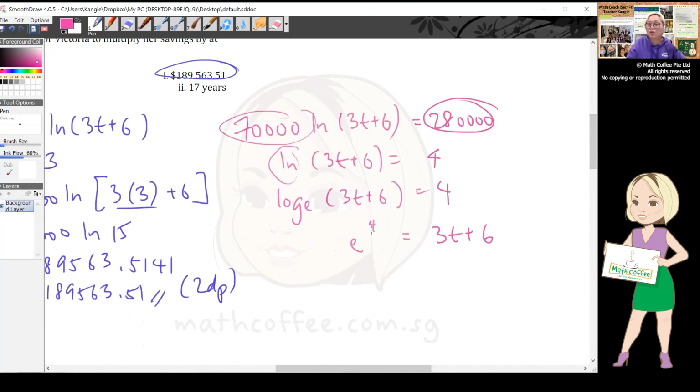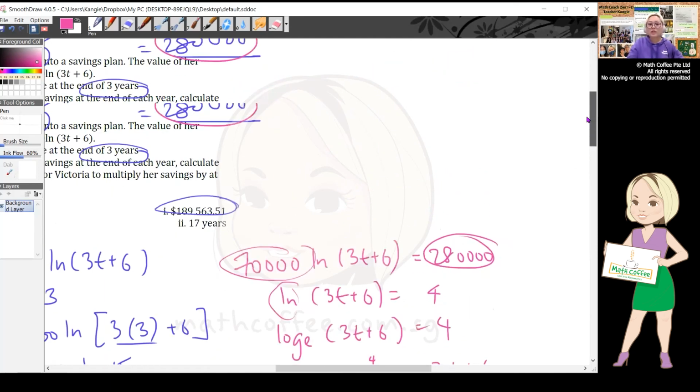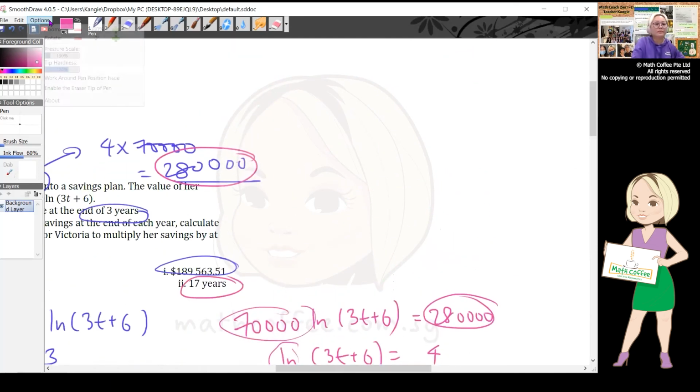And you must know that e to the power of something is just a number, because on the calculator e is a value. So what you need to do is just take 3t equals e^4 minus 6. t is equal to (e^4 − 6) divided by 3. Then after that, the whole thing, e to the power of 4 minus 6, the whole thing divided by 3, I get t equals 16.19938. So the question is, you see, they put 17 years, right?